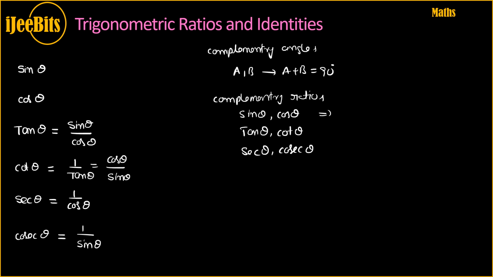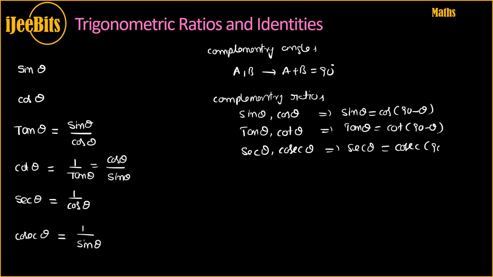What this means is sin theta is equal to cos of 90 minus theta. Both are the same. So tan theta means cot of 90 minus theta. Secant theta means cosecant of 90 minus theta, and vice versa, in both directions. These equations are the same. So this is one thing we have to study. By looking at these angles, we can also figure that out.